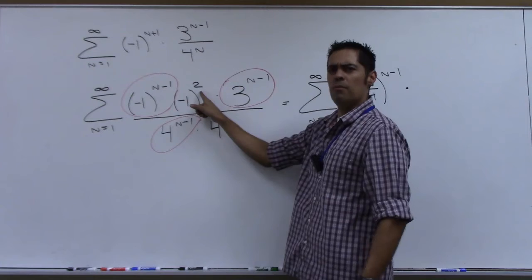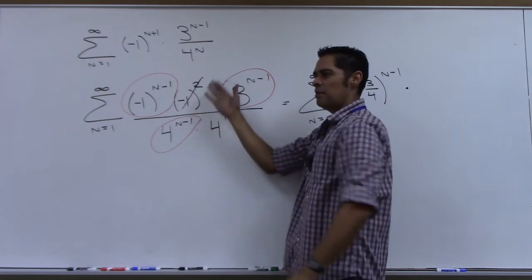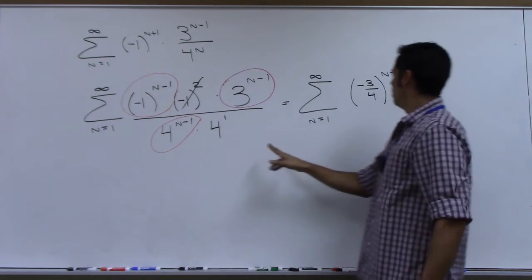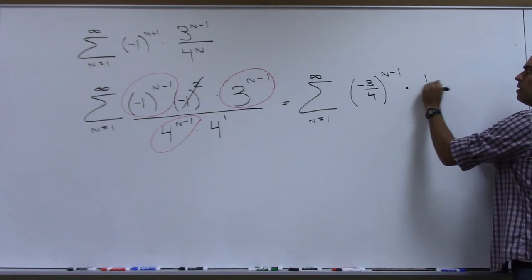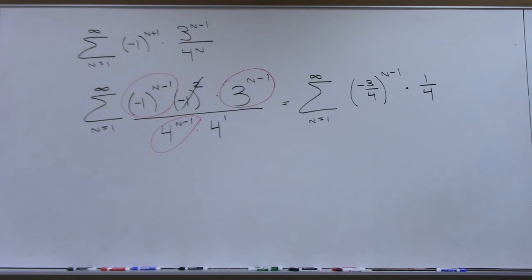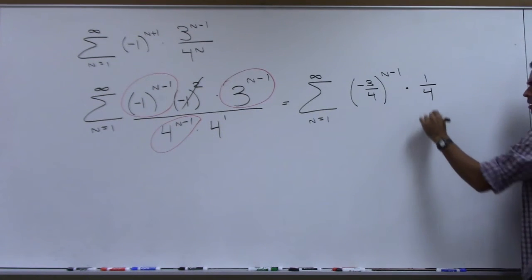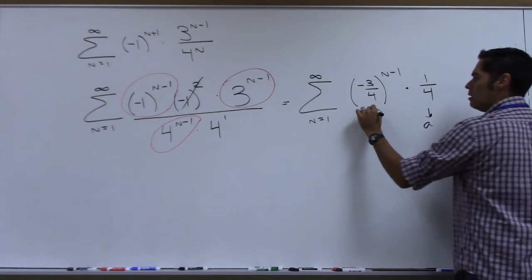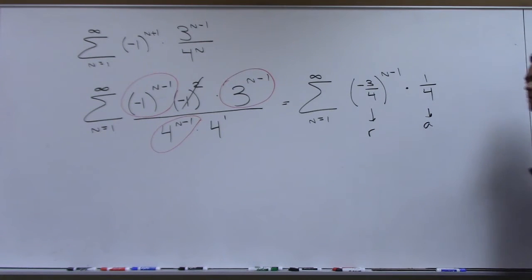Negative 1 squared. Wait, negative 1 squared? That's just 1. Who cares? And on the bottom, a 4. So I could just write 1/4 out here, couldn't I? Do you see the geometric series now? What's A? That's A. R? Negative 3/4.